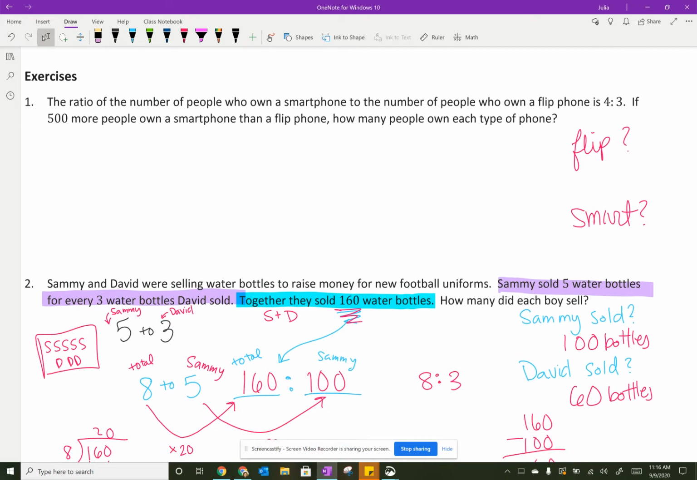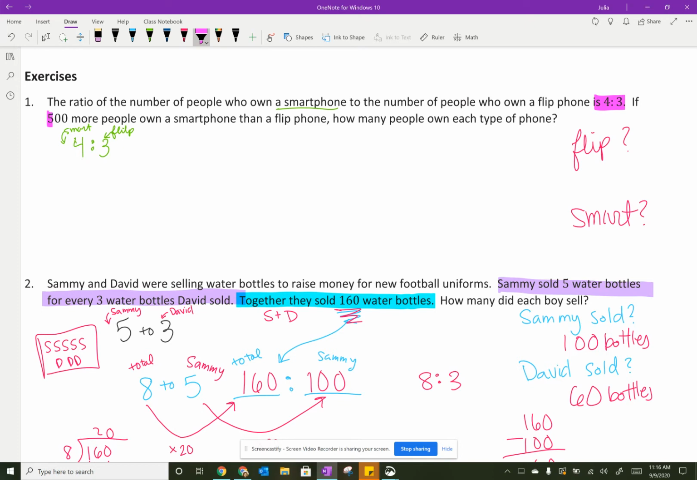So in this one, we have the ratio of the number of people who use smartphones to the number of people who own flip phones is 4 to 3. So that means if I have my original ratio of 4 to 3, my 4 is going to be talking about my smartphones. I'm just going to write smart. And our 3 is going to be talking about our flip phones. Awesome. So in this, we have our original ratio of 4 to 3.